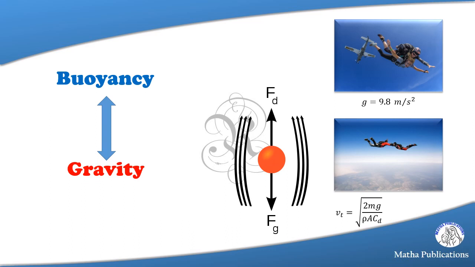The terminal velocity of each diver differs with their mass and area of exposure. It is given by the square root of 2mg over rho A C_D, where m is the mass, rho is the density of air, C_D is a drag constant, and A is the area of the falling body.